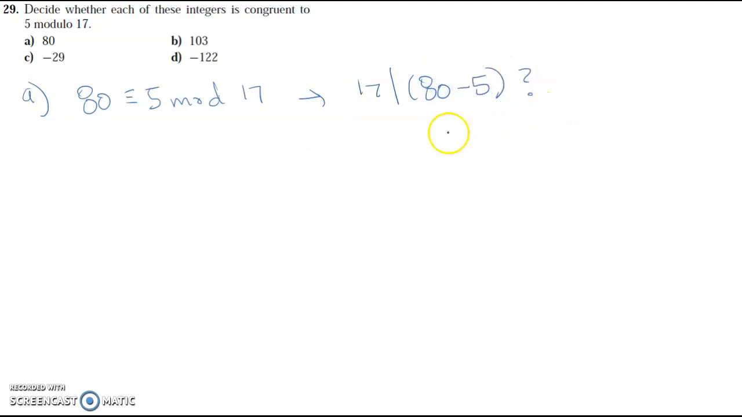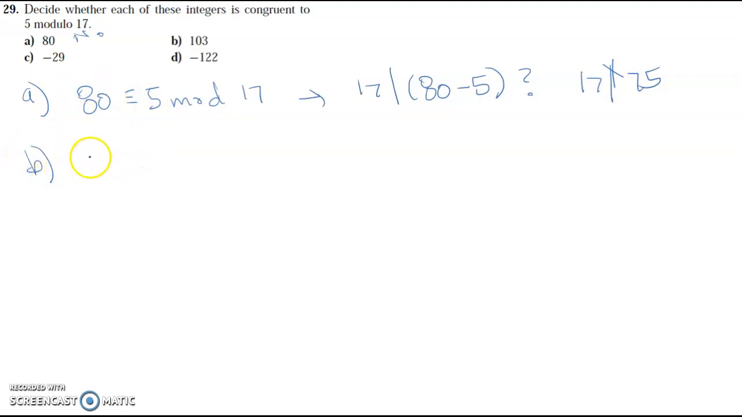Okay, and I'm using the definition. I think this was theorem 4 in the book, and it also has a good proof that you guys can read. And we know that this is not true. 17 is not divisible by 75. So therefore, the answer for A is no.